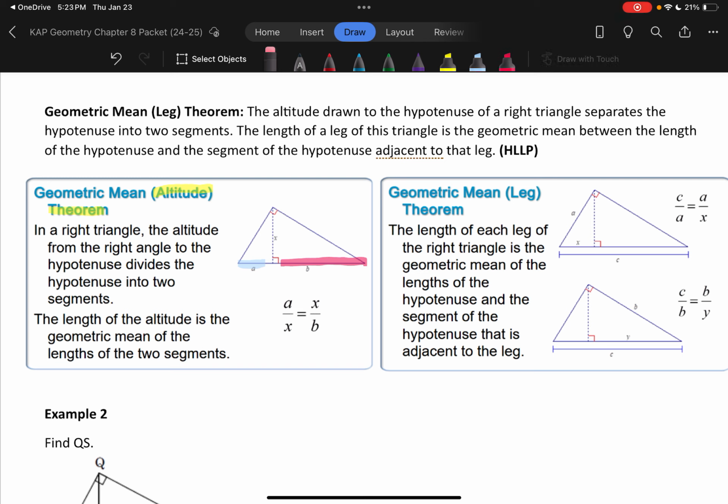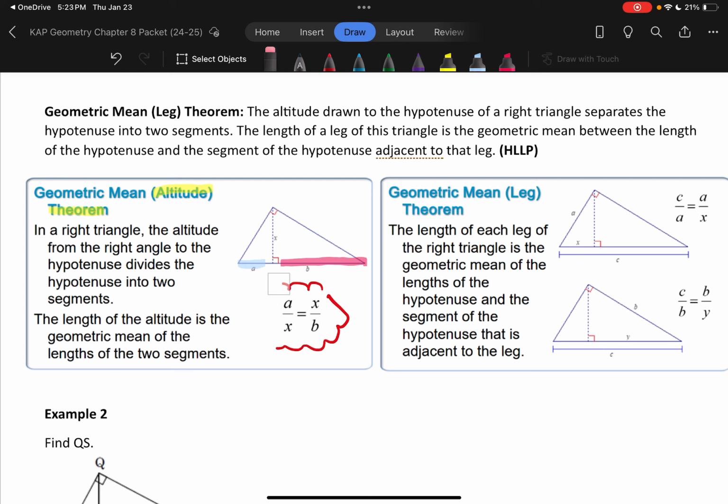Now, what they're saying is that the length of the altitude, in this case x, will be the geometric mean of the lengths of the two segments, right? Which may not make a whole lot of sense here, but that's basically what's building our proportion, setting up our problems that look like this.